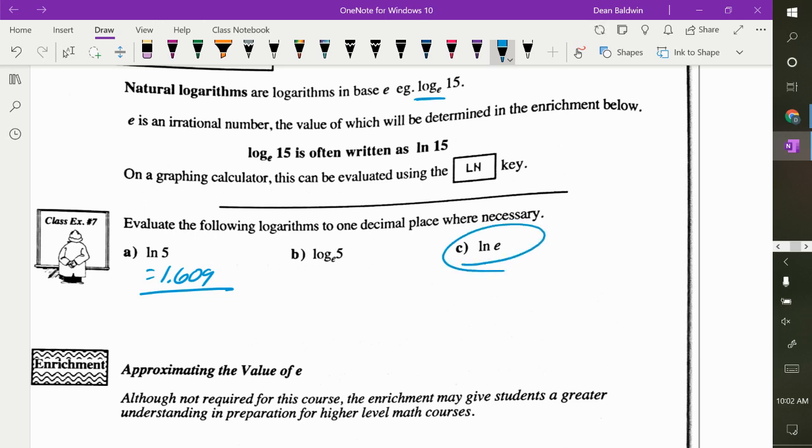What's the natural log of E? It should be 1. Why should it be 1? What does the natural log mean? It means log base E of E. If the bases match, it's always 1. It should just give you 1. I got error 1. Error 1? You're not doing it right. I got syntax error. Did you really?